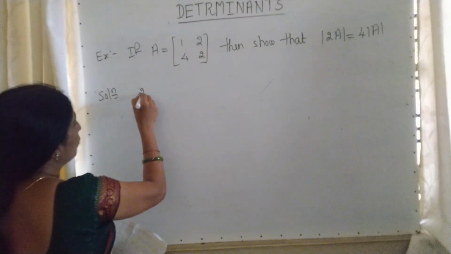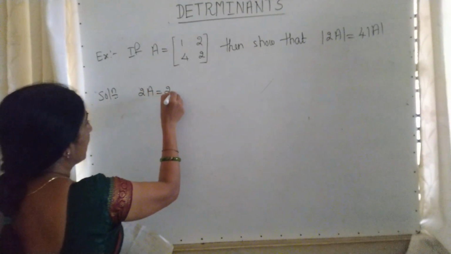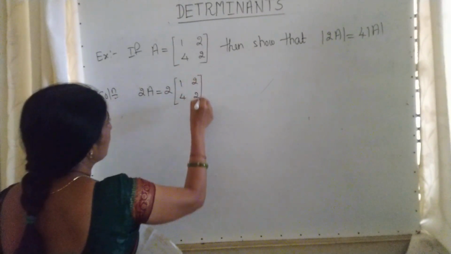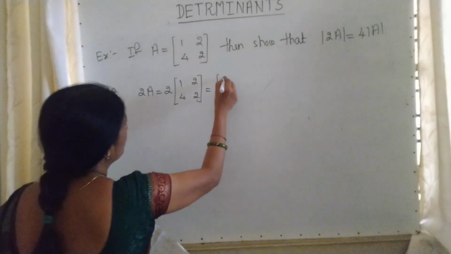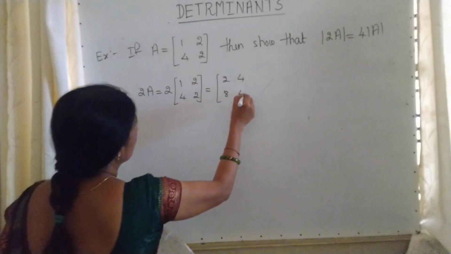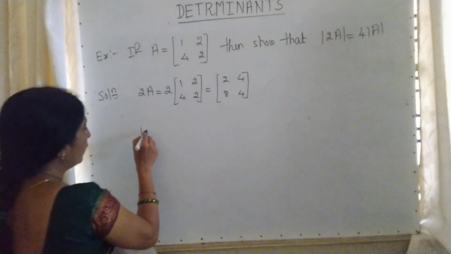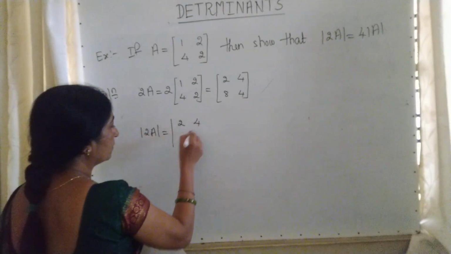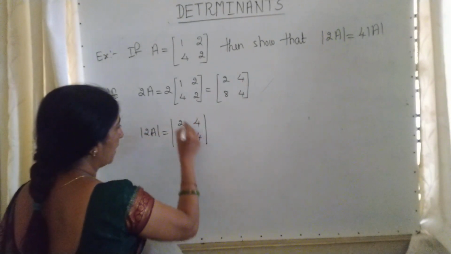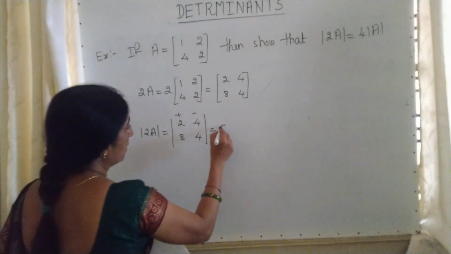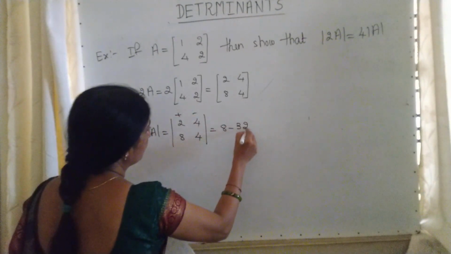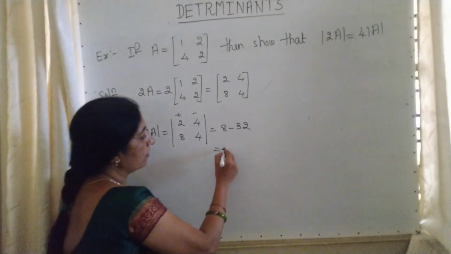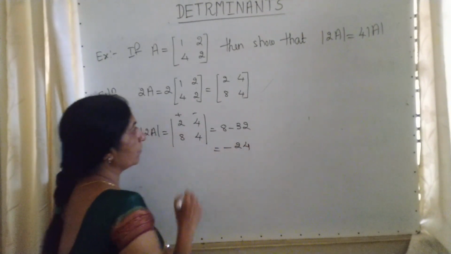First we have to go for 2a. That is a scalar multiplication. Each number of the matrix is multiplied with 2. Then find the determinant of this. And as usual, plus minus. It is 8. It is 32. What is your answer? Your answer is minus 24.